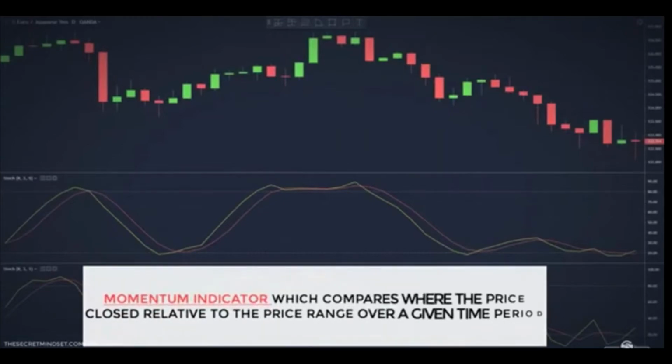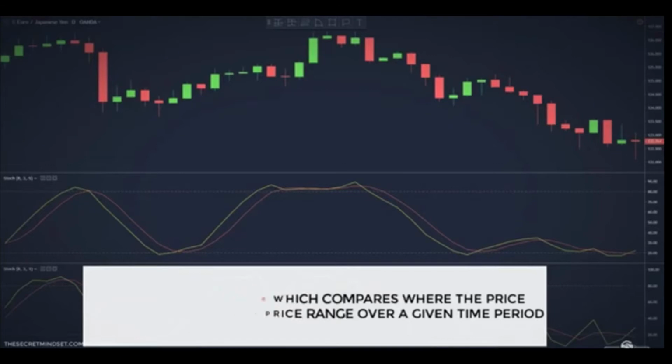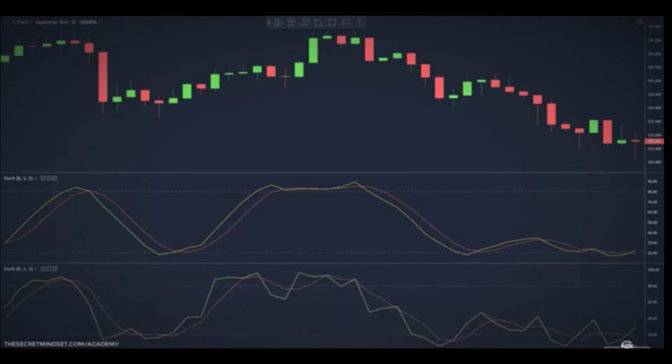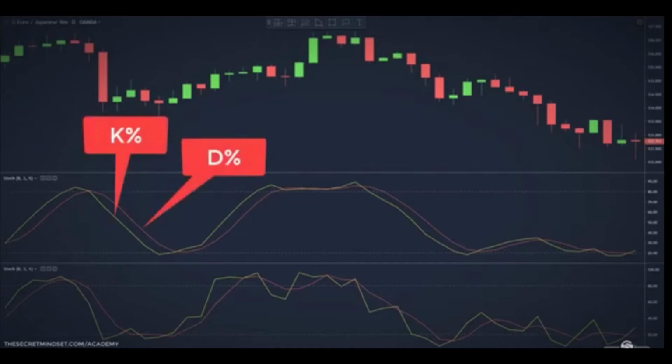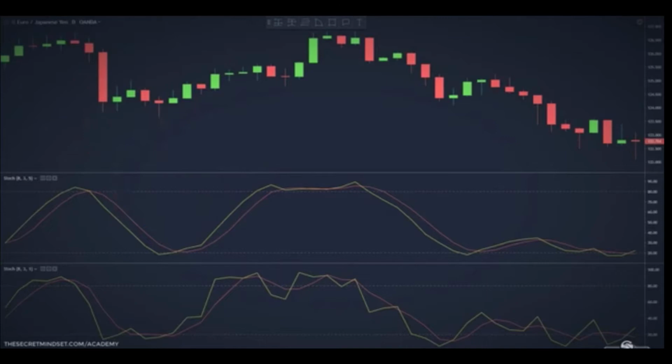Stochastic oscillator is a momentum indicator which compares where the price closed relative to the price range over a given time period. The stochastic is displayed as two lines, the main line called K% and the second line called D%, representing a moving average of the K%. Traders use two types of stochastic, the fast stochastic and the slow stochastic.